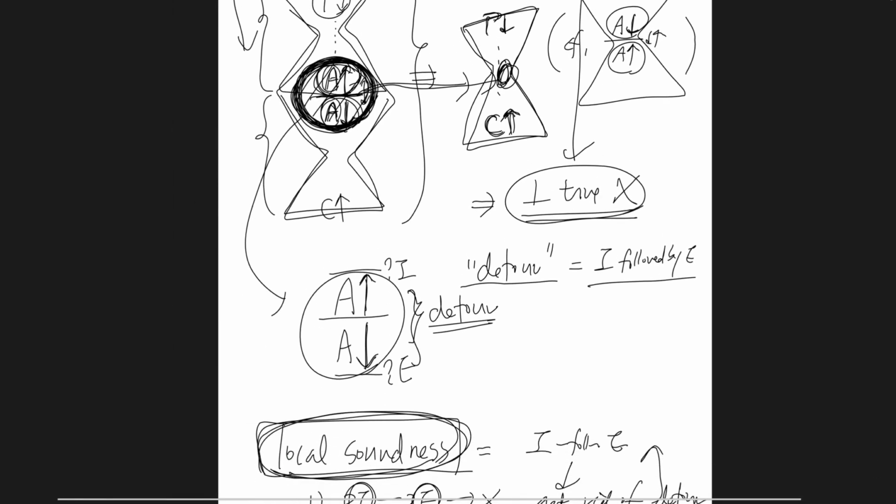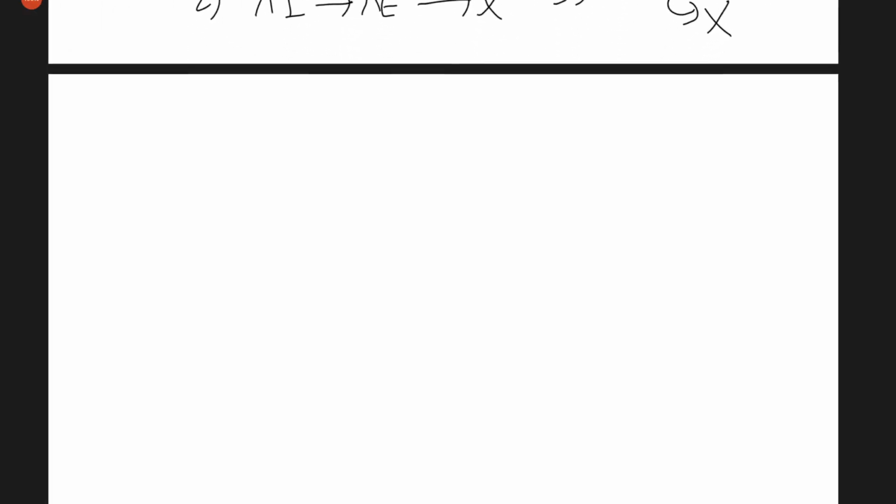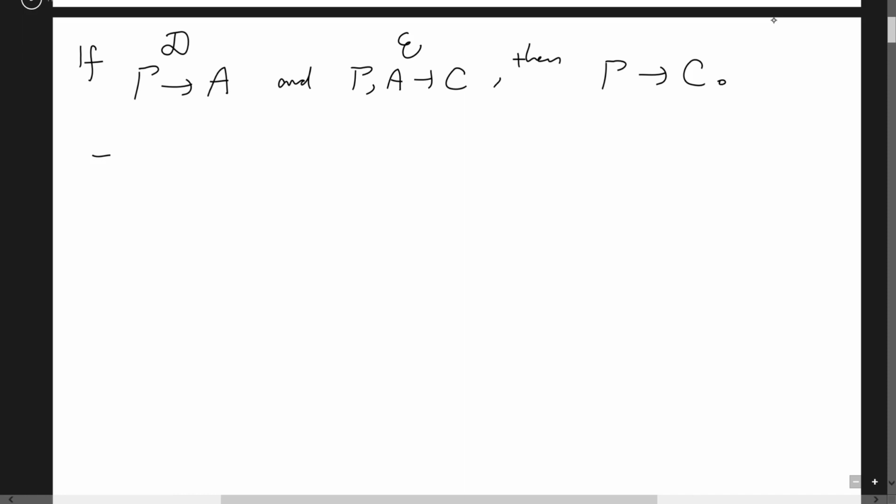Now let's try to prove this admissibility of cut rule. I'd like to show the key idea in the proof. The statement is: if gamma arrow A, let's say this proof is called D, and gamma A arrow C, let's call this proof E, then we have gamma arrow C. And let's call this proposition A as cut formula.